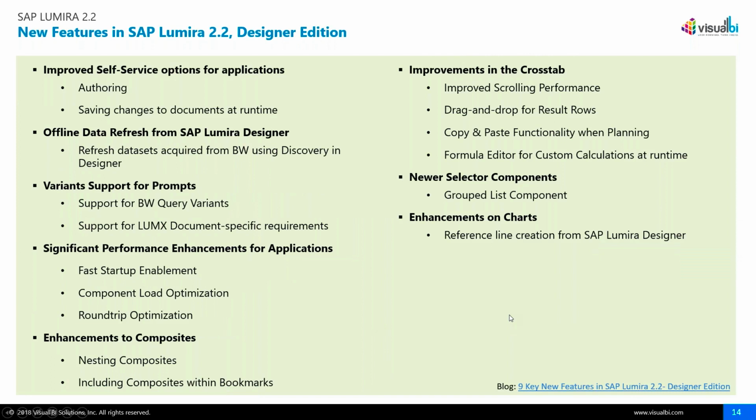Now for the features in SAP Lumira Designer 2.2. Keeping with their word, SAP has introduced quite a few features while also working on the performance enhancements for the tool. I've highlighted a few of these features here, and we'll be discussing some of these features in detail in the slides that follow. But if at all you do want to take a look at a more comprehensive list, again, we do have a blog separately for that as well, and we've given the link over here in our slides. Please feel free to visit it.